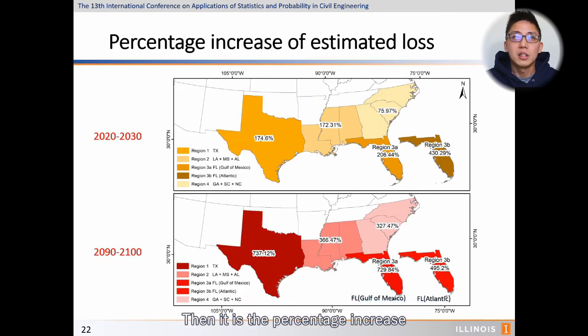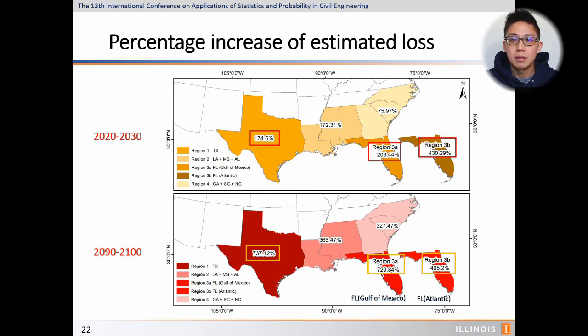Then it is the percentage increase of estimated loss of study regions. We can see Texas and Florida have the highest percentage increase. And for Florida, climate change seems to have earlier impact on hurricanes making landfall on Atlantic coast than on Gulf of Mexico coast.